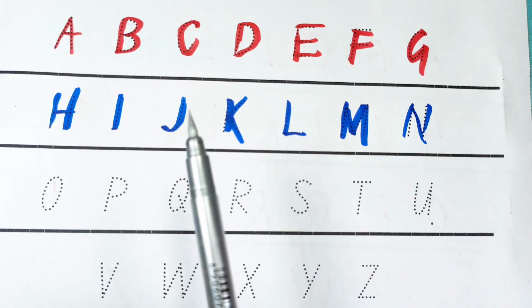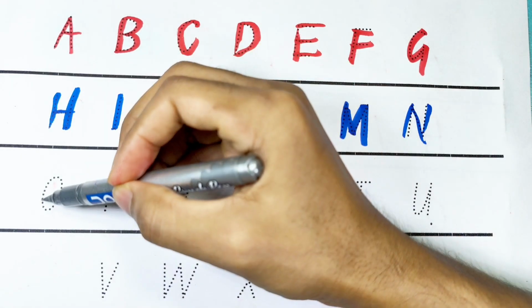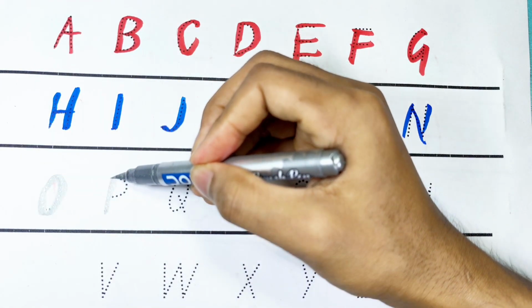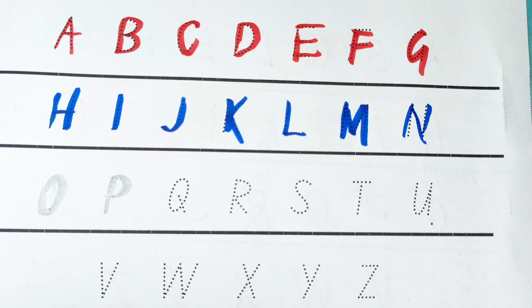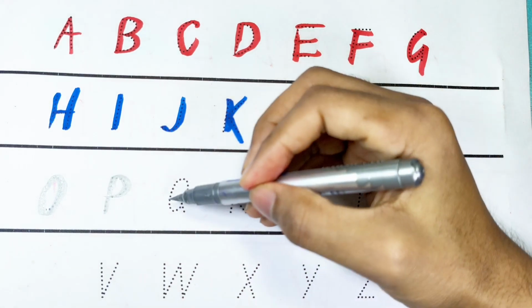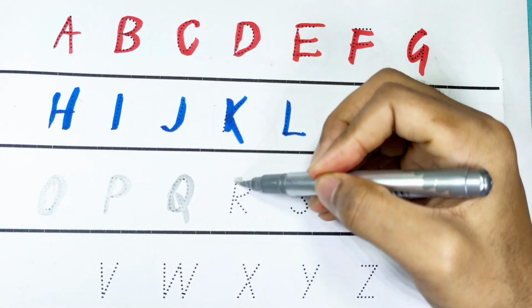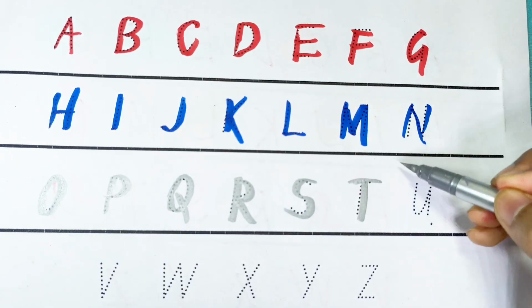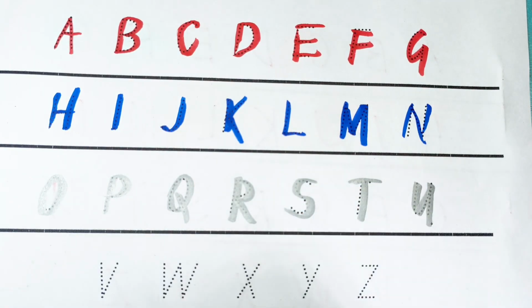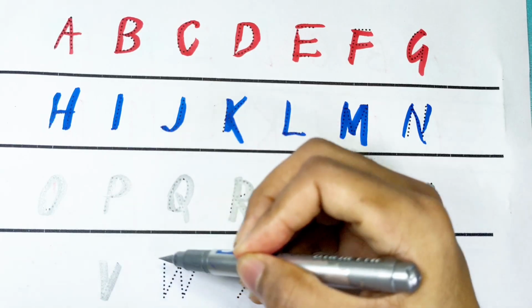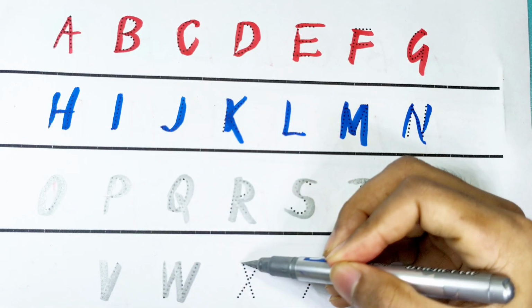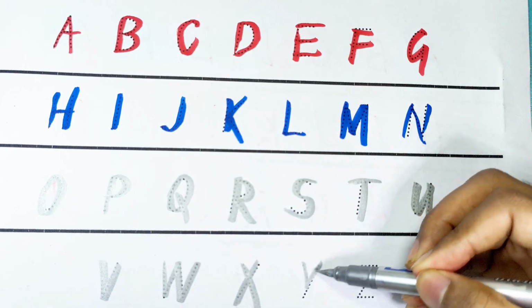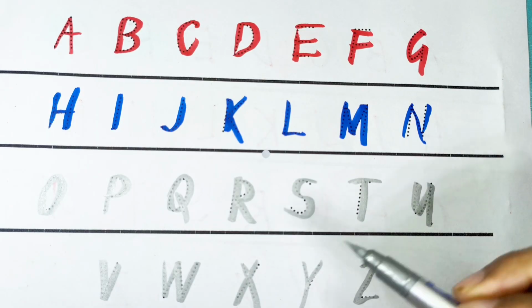Silver color. Writing the alphabet of O. O for orange. P for penguin. The next one is Q for queen. The next one is R for rose. R for rice. S. T. U for umbrella. The next one is V for van. W. X. Y. And the last one is Z.